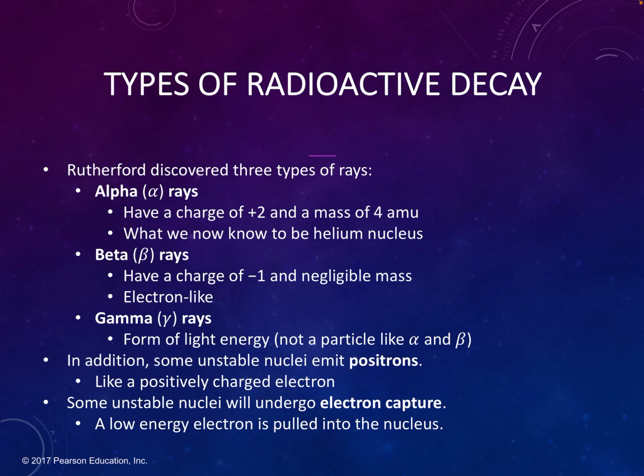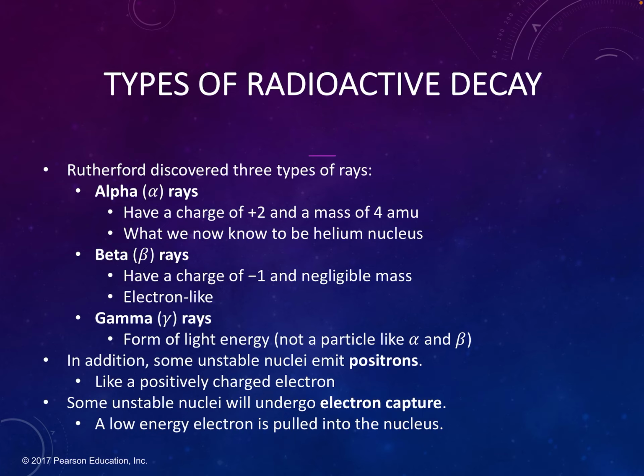All right, let's talk about types of radioactive decay. Rutherford discovered 3 different types of rays. He did a lot of really good chemistry, but this is one of them. The first one that we're going to talk about are alpha rays, the lowercase letter alpha there, that thing that kind of looks like a fish. Alpha rays have a charge of +2 and a mass of 4 AMUs. They are the same as what we now know as the helium nucleus. If our helium just lost its 2 electrons, then it would be the same as an alpha ray. So the helium nucleus is essentially an alpha ray.